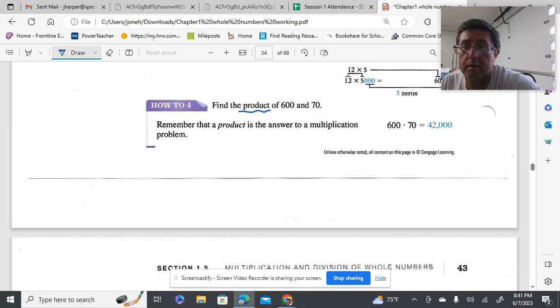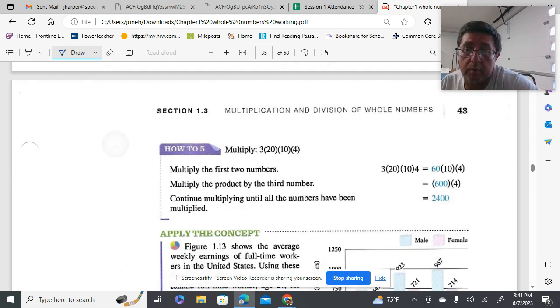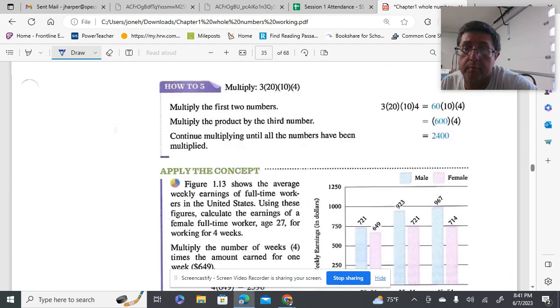So, now we go 600 times 700. You notice they put the dot there for multiply. And that dot is going to be used a lot more. You can also multiply by parentheses and parentheses, or having the numbers next to each other. And we will see that as we go through the chapter.